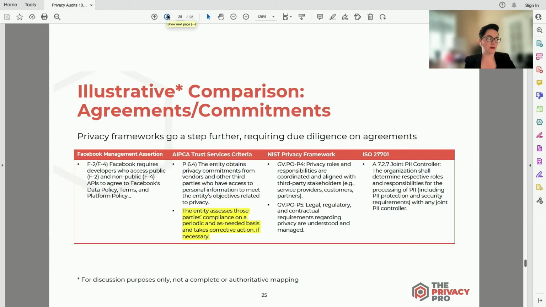Okay, next step, next requirement in the Facebook's management assertion was around agreements and commitments. And here we start to see things a little bit different. So all of them require agreements to be in place. The AICPA framework goes a step further to require ongoing due diligence around compliance with the contract and taking corrective action if it isn't being adhered to.